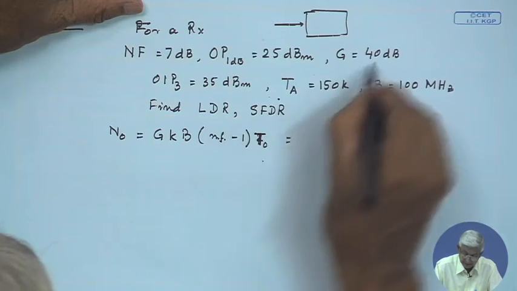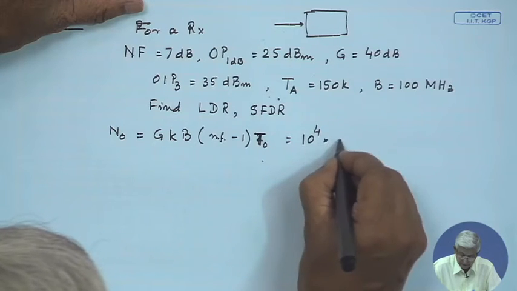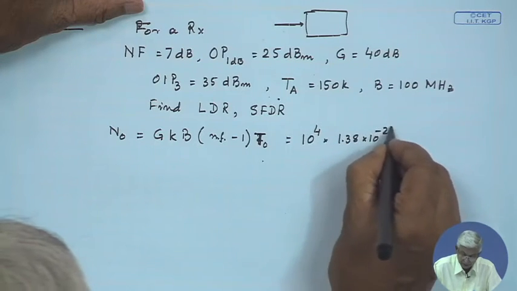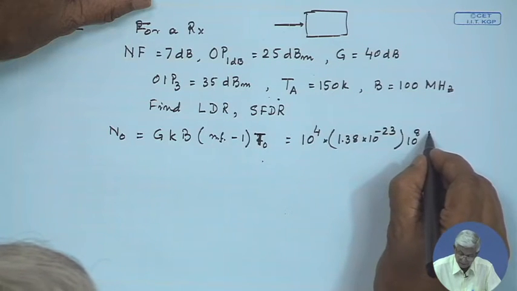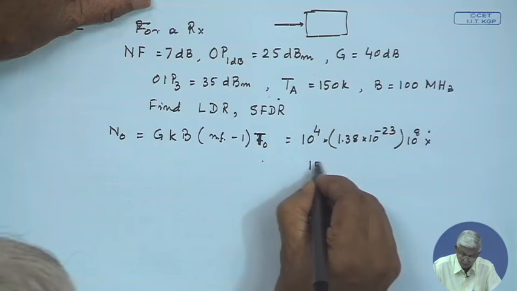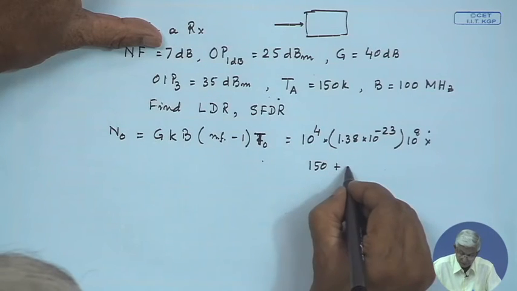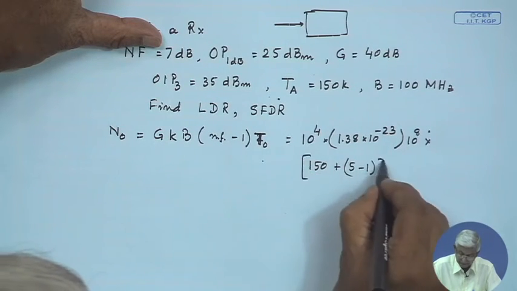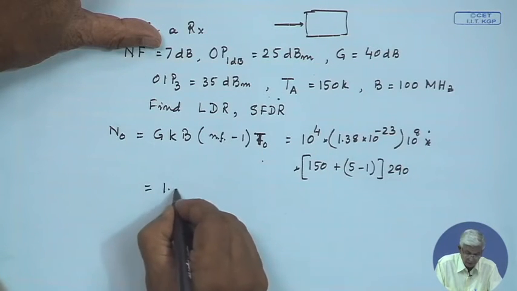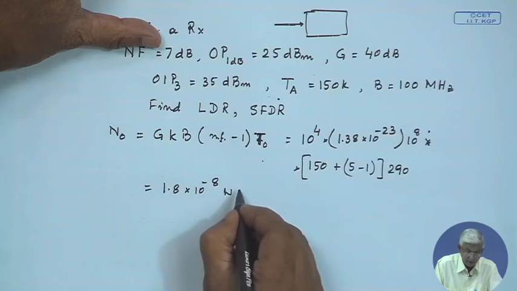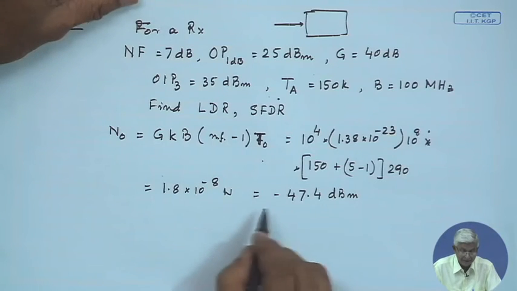So, if you put these numbers, the gain is 40 dB, so it is 10 to the power 4. I am converting all dB into linear ratio, and then K value is 1.38 into 10 to the power minus 23, if you recollect. Then the bandwidth is 10 to the power 8, and then we have this multiplied by 150, that is antenna noise temperature, and that 7 dB noise figure, you convert into ratio, it becomes 5, F minus 1, and this multiplied by 290. So, when you calculate, it comes out to be 1.8 into 10 to the power minus 8 watt. It is minus 47.4 dBm. Do your own calculation. Don't copy my numbers.